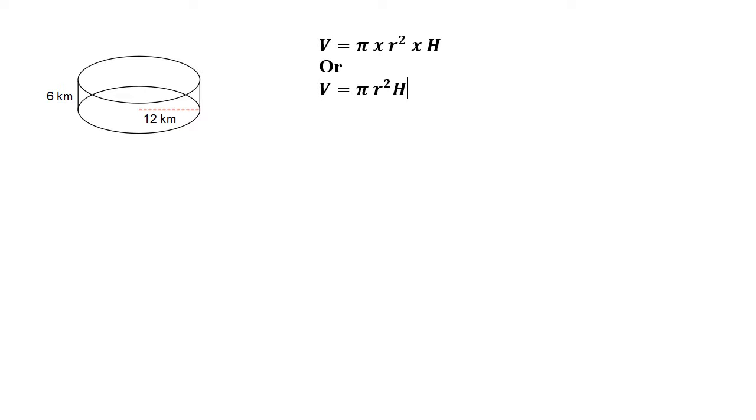Well, in this case, our bases are always circles, so we have to use the formula for area of a circle, which is found right here: pi times radius squared, and then we multiply it times the height of the figure. Okay, let's talk about that radius.